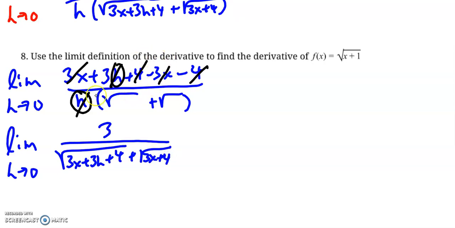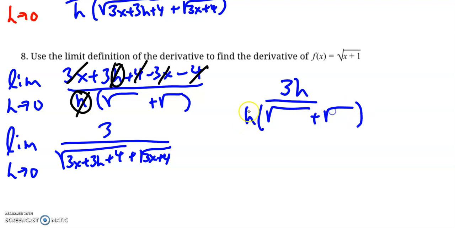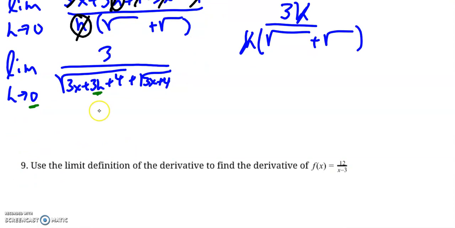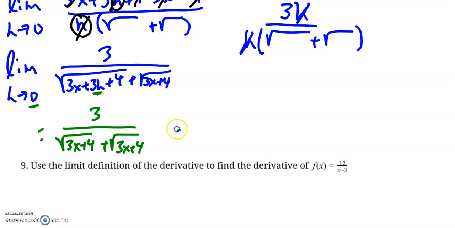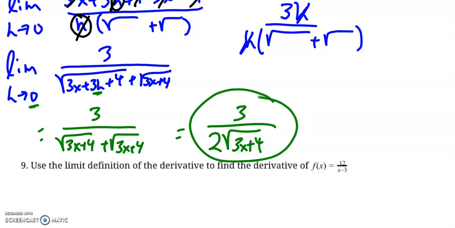So again, a lot of just simplifying algebra. So here's the step that I did skip. In the numerator, when everything cancels out, I have a 3h, and then I have, again, my conjugate in the denominator h, and this is what cancels. So 3 just remains in the numerator. Now I'm at the point where I can substitute in 0 for h, so that's going to disappear. So I'll get 3 over the square root of 3x plus 4 plus another square root of 3x plus 4, which gives me 3 over 2 of those, because those are like terms. So I can add those together. So that is your derivative.